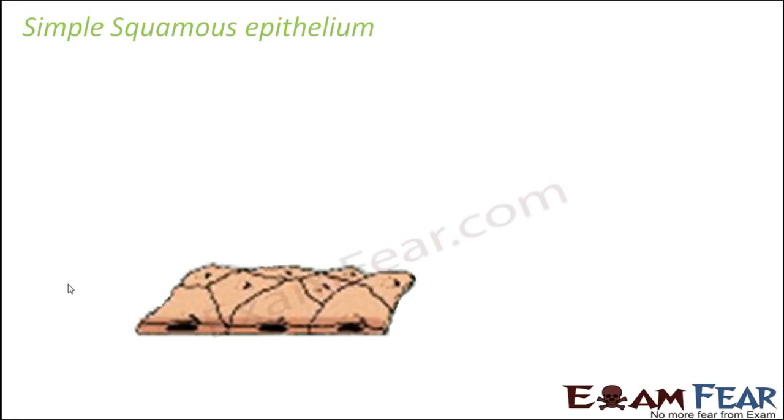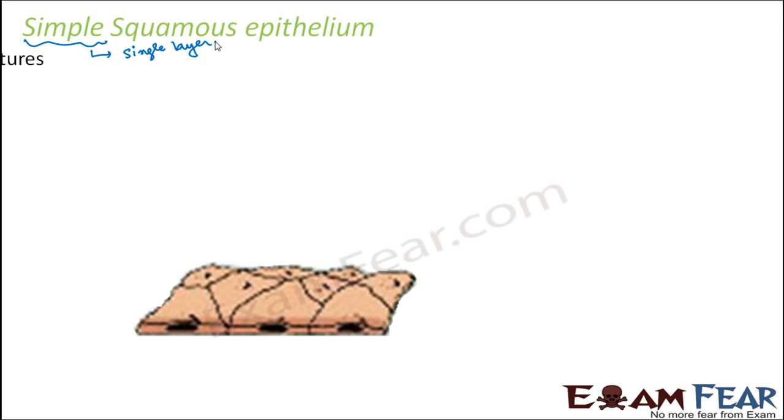Before I talk about simple squamous epithelium, let me tell you what is simple epithelium and what is compound epithelium. Whenever this term simple comes, that means there is a single layer of cells. Whatever the type or the shape of the cells may be, there will be only one single layer. That type of epithelium is called simple epithelium. If there are more than one layer of cells, that is multiple layers of cells, then it is called compound epithelium. Okay, so now we are talking about simple squamous epithelium.